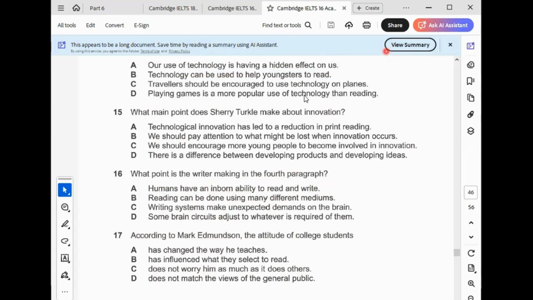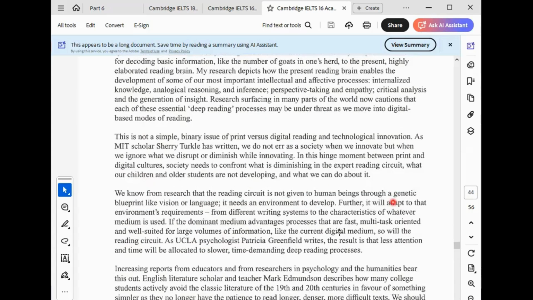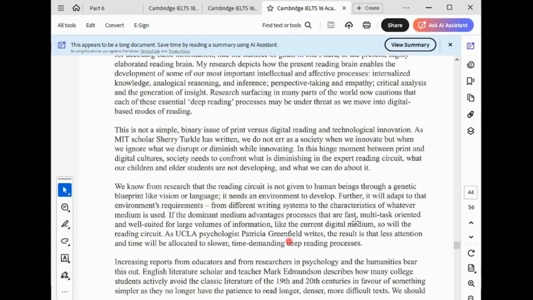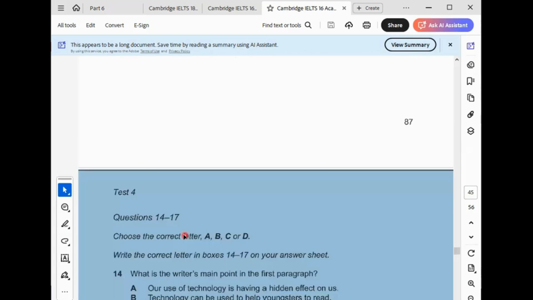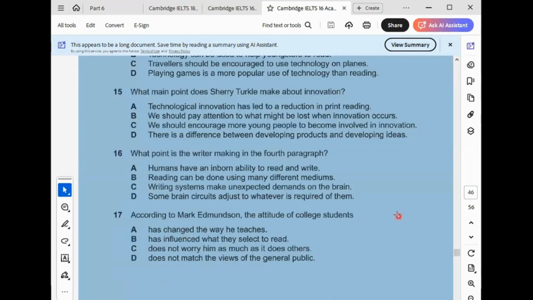Option B: reading can be done using many different mediums. Yes, that's true. Reading can be done using many different mediums, because here they wrote digital medium, then characteristics of whatever medium is used. So that suggests that we can use different mediums for reading. B is a very good option.